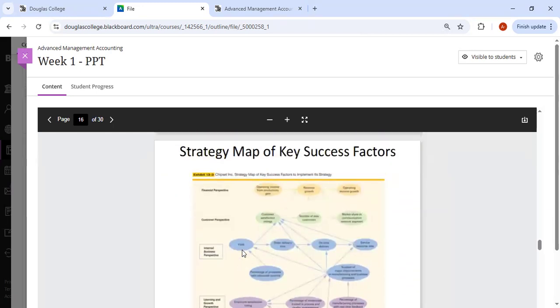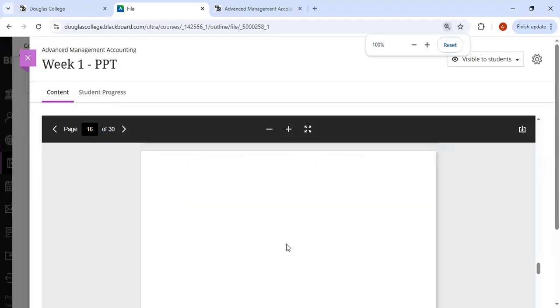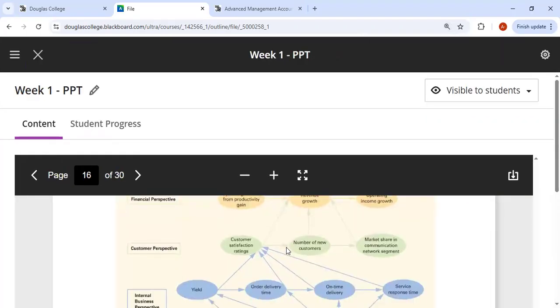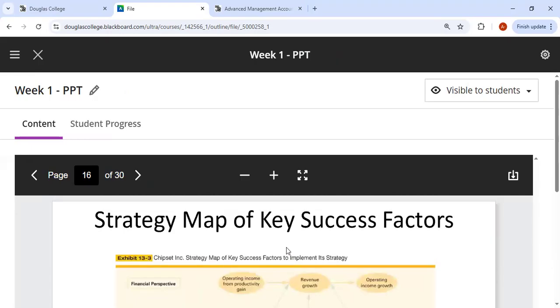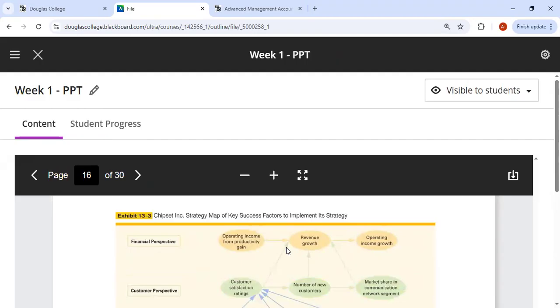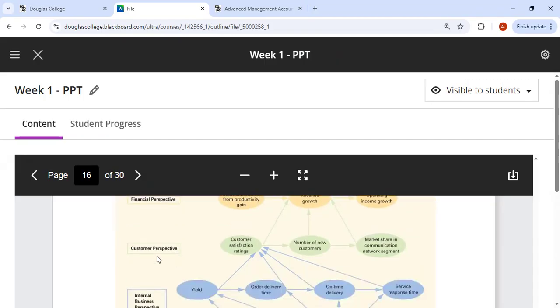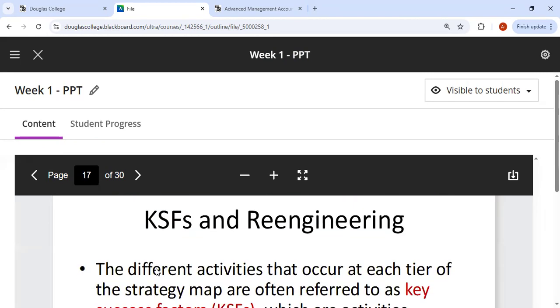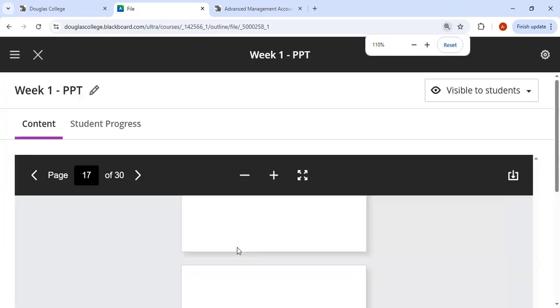Now, this is the example of the strategy map with the key successful factors. The key successful factors, as you can see here, are on the level of the balanced scorecard. From the balanced scorecard, we're going to put those key successful factors, which are going to help us to implement our strategy. But they're actually measuring the perspectives under financial, under customer, under the internal business process, and the learning and growth perspective.